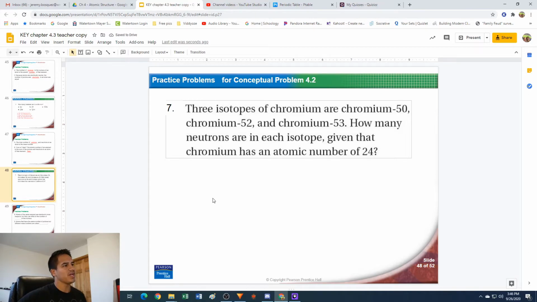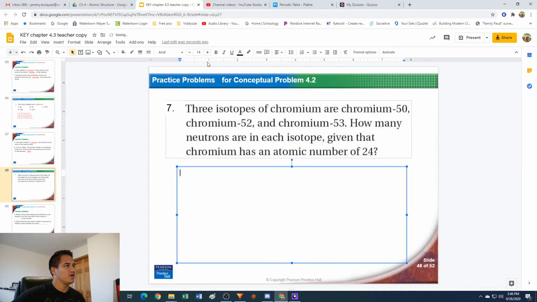Number 7, 3 isotopes of chromium are chromium 50, chromium 52, and chromium 53. How many neutrons are in each isotope given that chromium has an atomic number of 24? All right, so for this one, we are going to have to do some subtraction like we did in the previous ones. And we have an atomic number of 24, which is also equal to the number of protons in chromium.